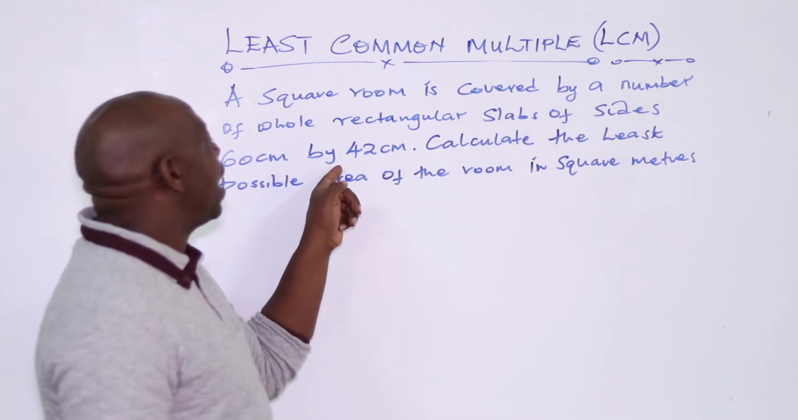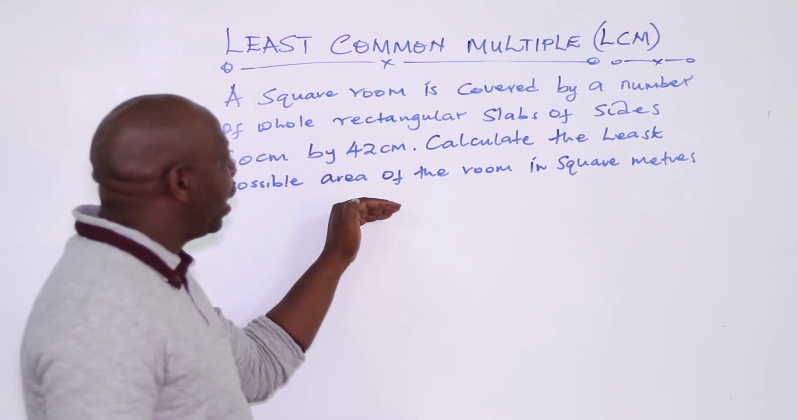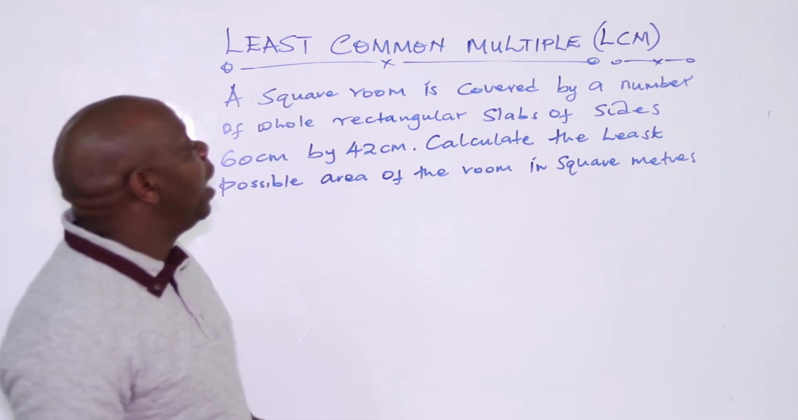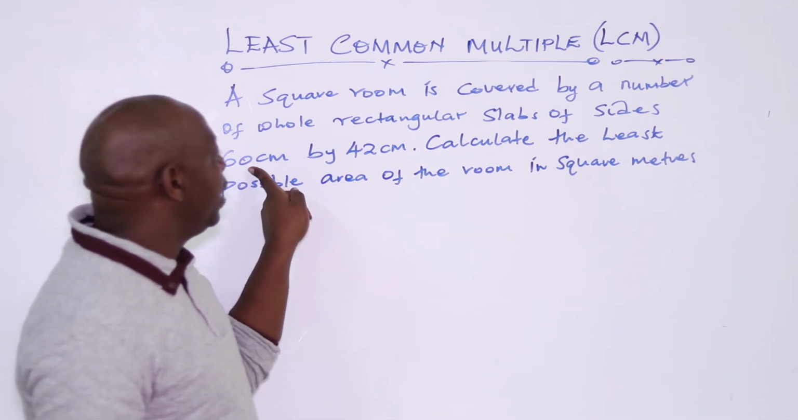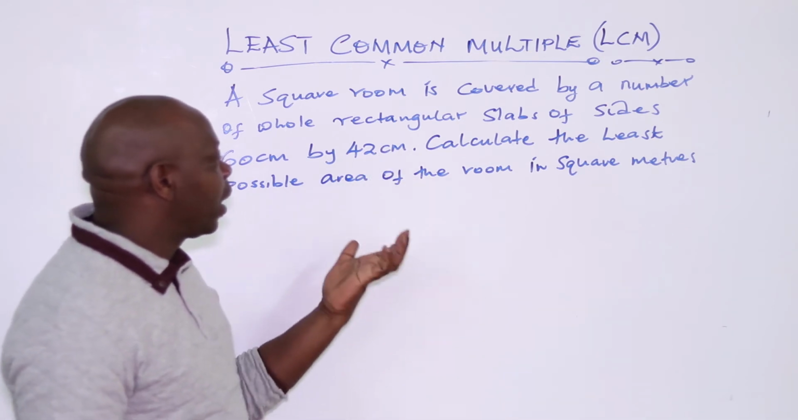Next question. You are told a square room is covered by a number of whole rectangular slabs of size 60 centimeters by 42 centimeters. You are to calculate the least possible area of the room in square meters. So, if you want to get the area of the room, you get the LCM of 60 and 42. In this question, we are going to use the factor method.